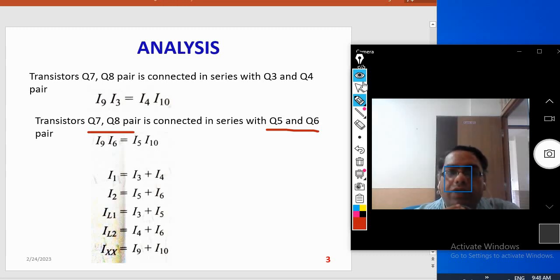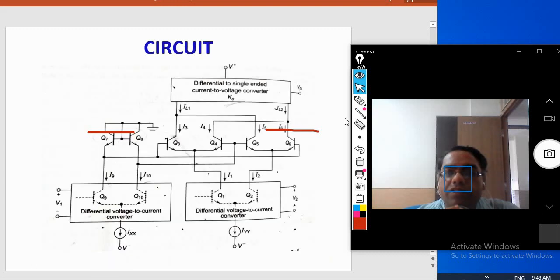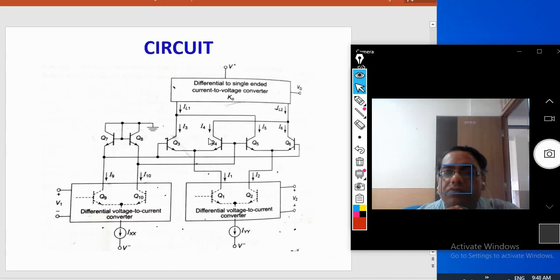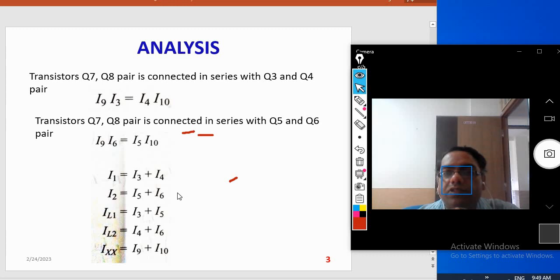And now as you can see from the figure, I1 is I3 plus I4. This I1 is coming by adding I3 and I4. So like this we can add. Similarly I2 can be written as I5 plus I6, IL1 is I3 plus I5, and so on. In this way we can write down different currents.